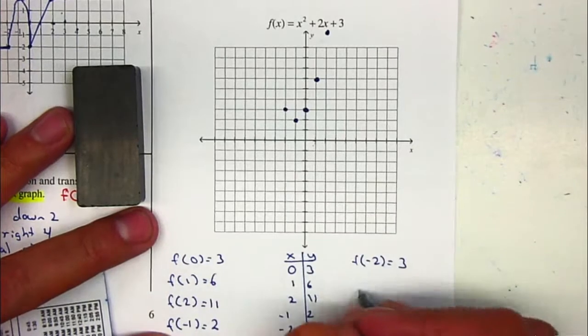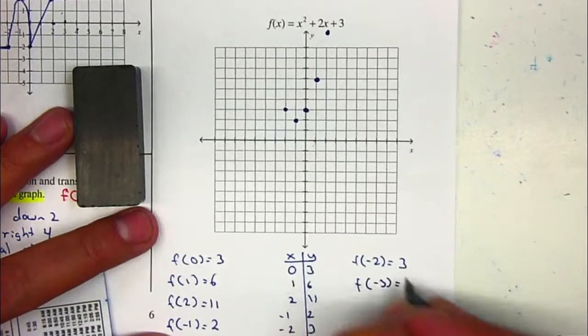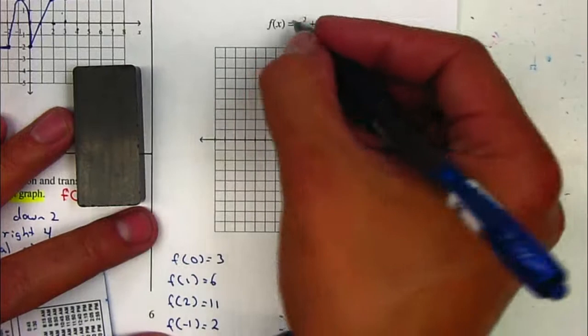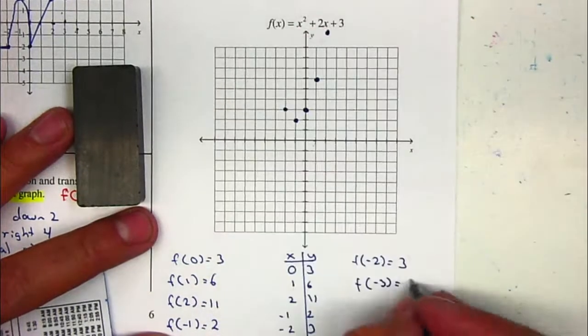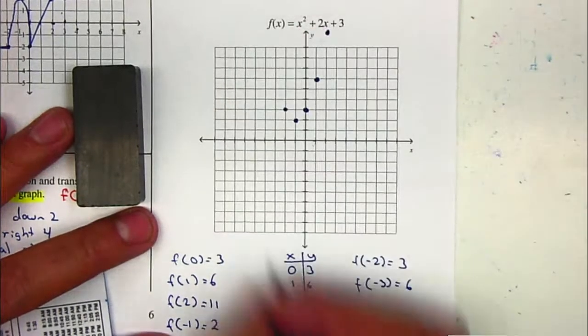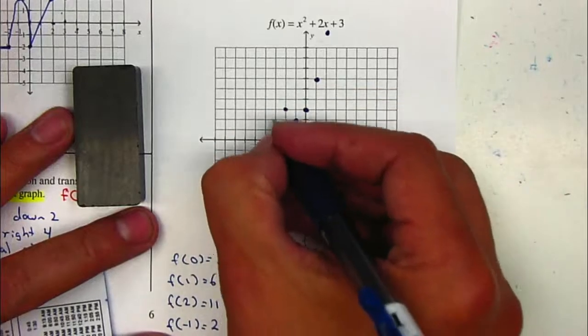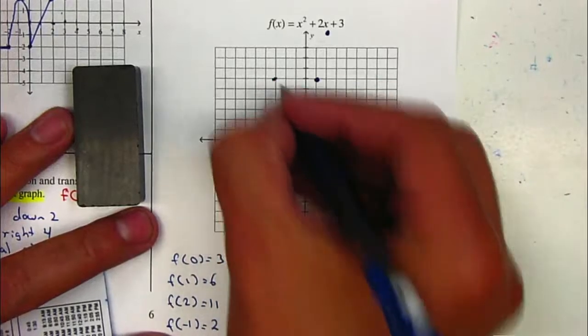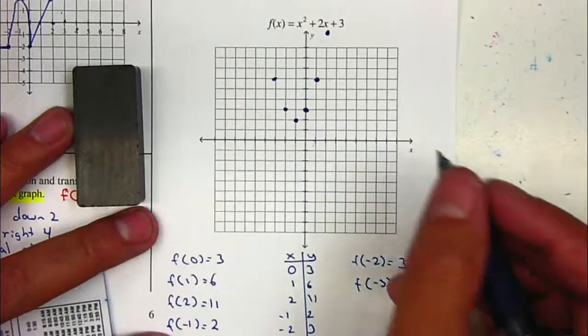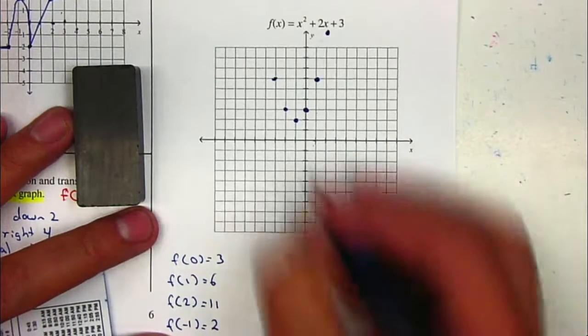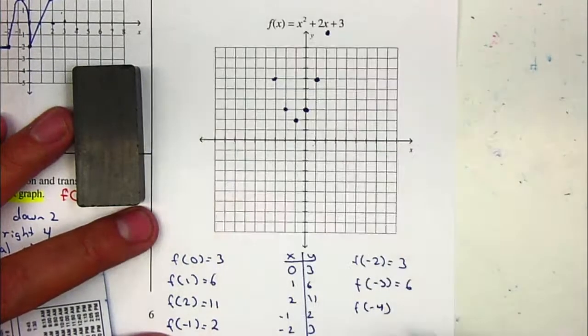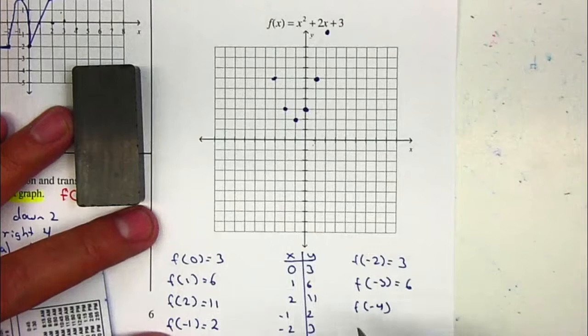I'm going to plug in a negative 3. So if I plug in a negative 3, that gives me 9. Minus 6 is 3. Plus 3 gives me a 6. 1, 2, 3, 4, 5, 6. And I'm going to plug in a negative 4. And you can actually see the function forming, the quadratic equation.